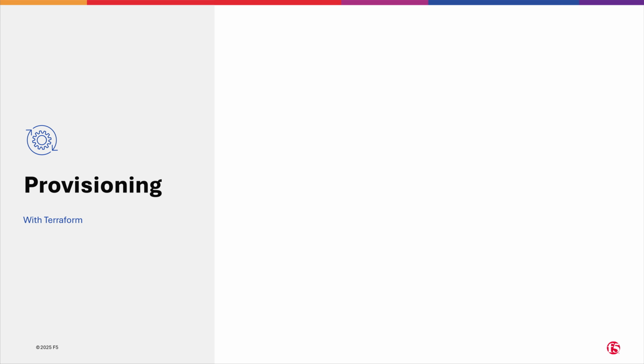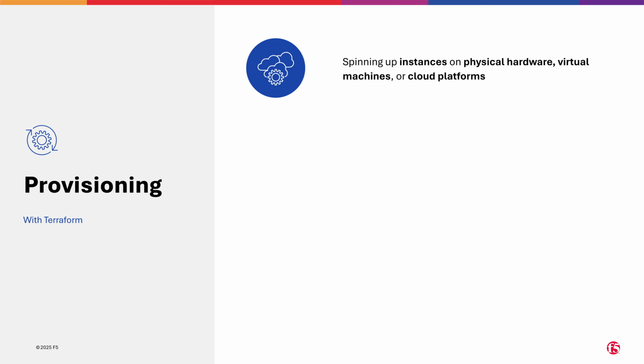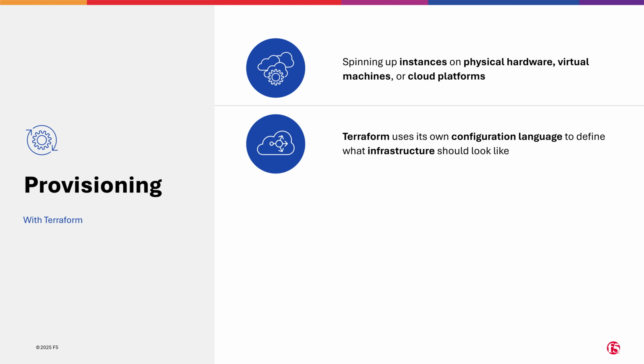Provisioning is the step where you create BigIP instances. These can run on physical hardware, virtual machines, or cloud platforms like AWS or Azure. To do this in an automated and repeatable way, Terraform is a good choice. It is a declarative tool that uses its own configuration language to define what the infrastructure should look like. You describe the setup once, and Terraform takes care of building it.